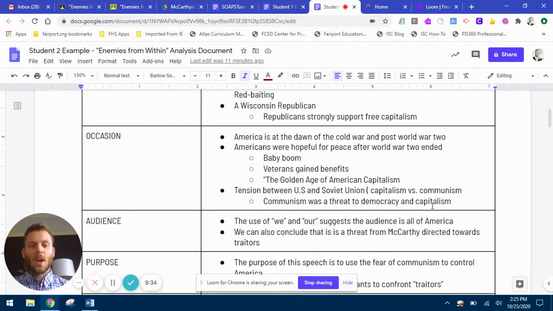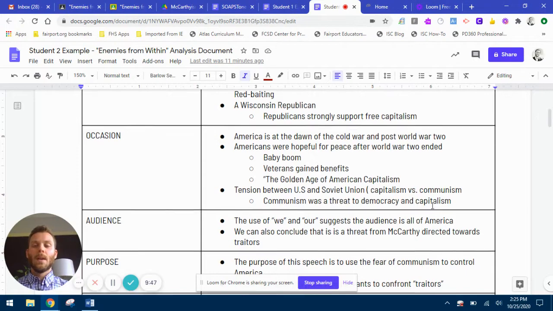She says America is at the dawn of the Cold War and post-World War II. Americans hopeful for peace, and gives a little bit of historically what was going on in a broader sense nationally at this time.